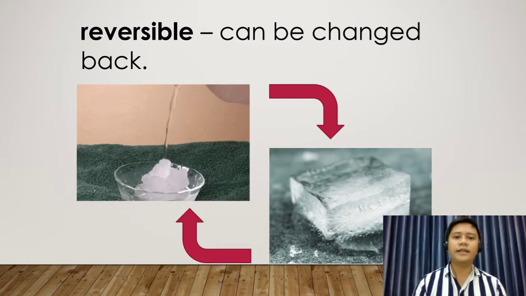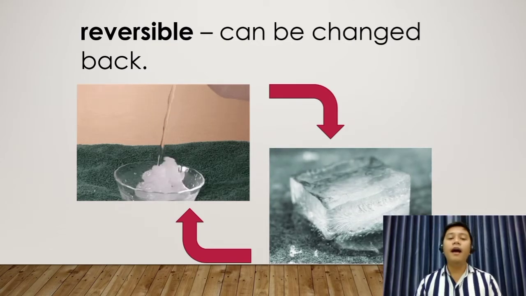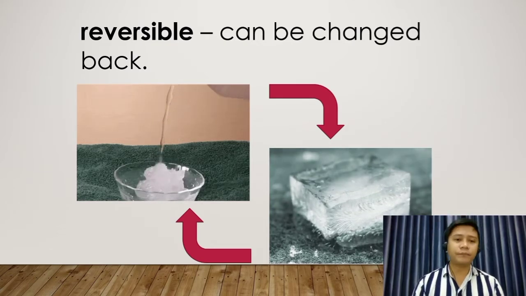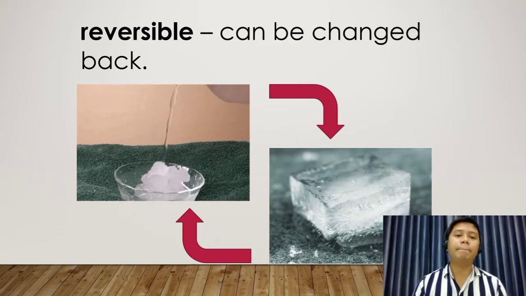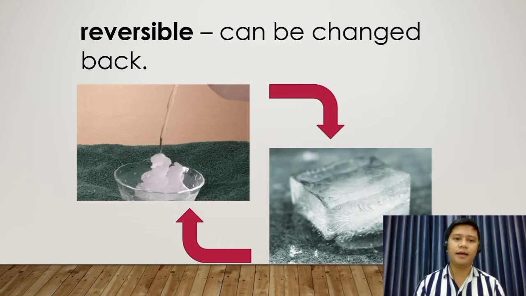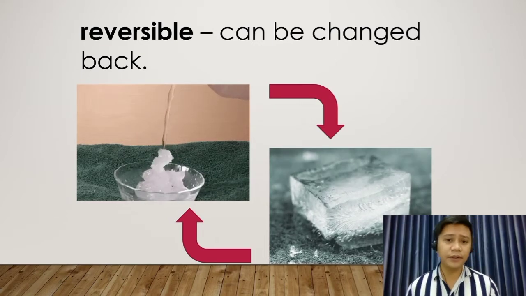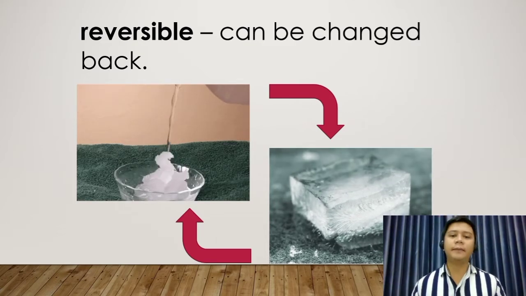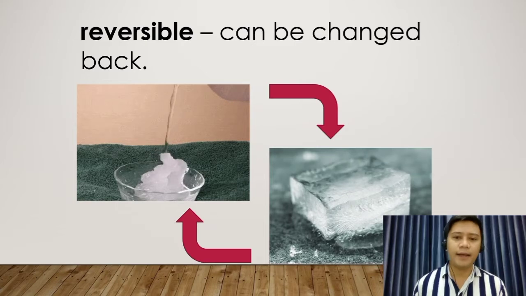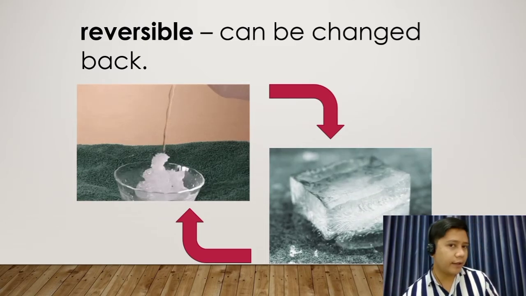Okay? Now, let's try to spell out reversible. Start with letter R. R E V E R S I B L E. Reversible. Very good. So, I want you to get a piece of paper and a pen. Okay? Again, paper and pen because we have a quiz. Okay? Ready?